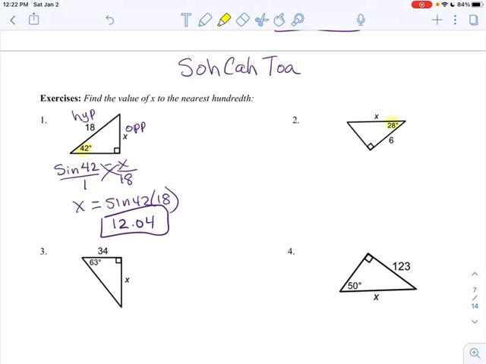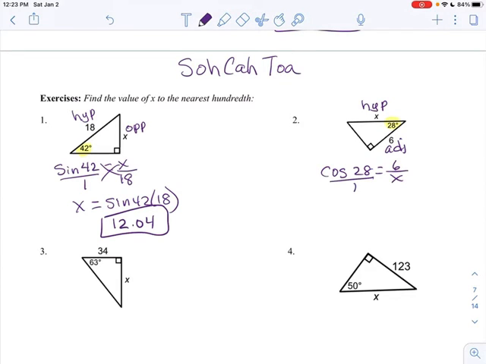Okay, so I'm going to highlight the angle, number 2. I'm going to label the sides. This is hypotenuse because it's across from the right angle. This is adjacent. Since I have adjacent and hypotenuse, I'm going to use cosine. So cosine of 28 equals adjacent over hypotenuse.